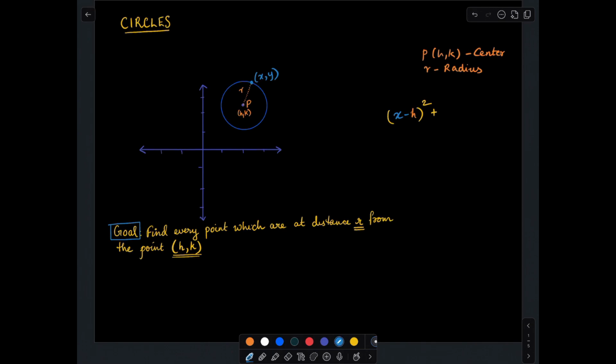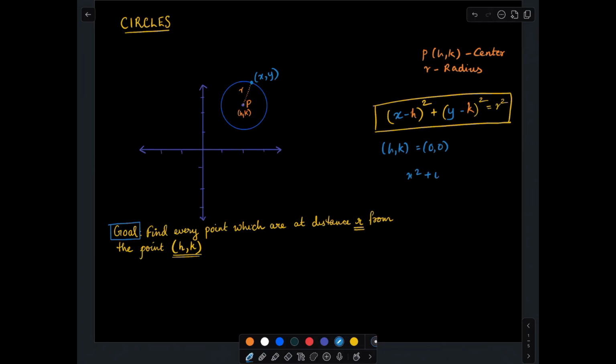In this case, we apply the distance formula to get the following equation. (x minus h) squared plus (y minus k) squared equals r squared. This is the equation of a circle with center (h, k) and radius r. Now, if the center of the circle is at the origin, (0, 0), the equation simplifies to x squared plus y squared equals r squared.